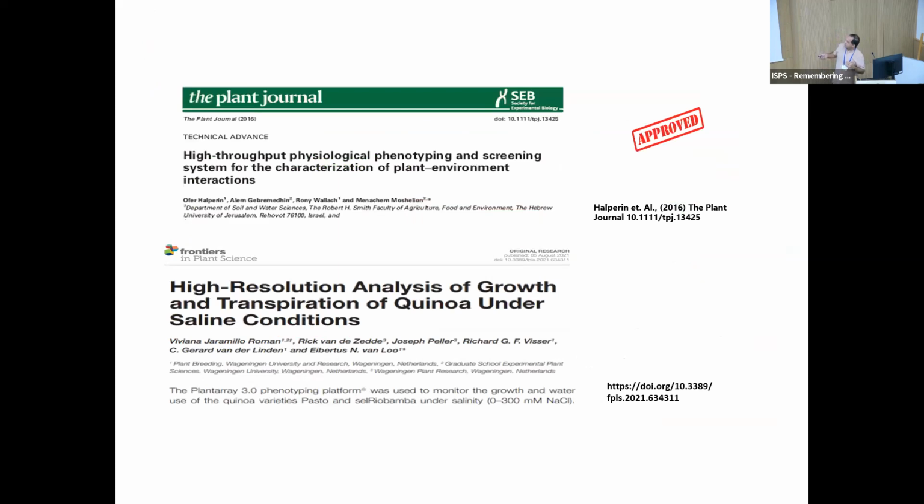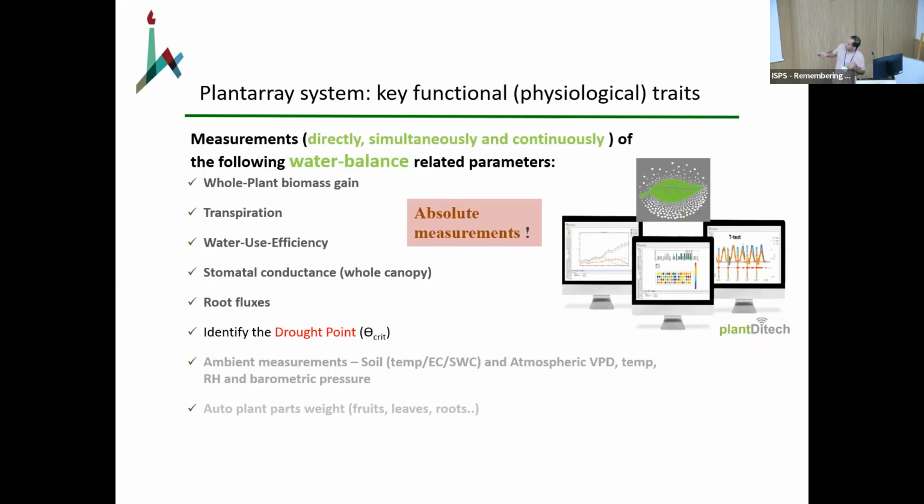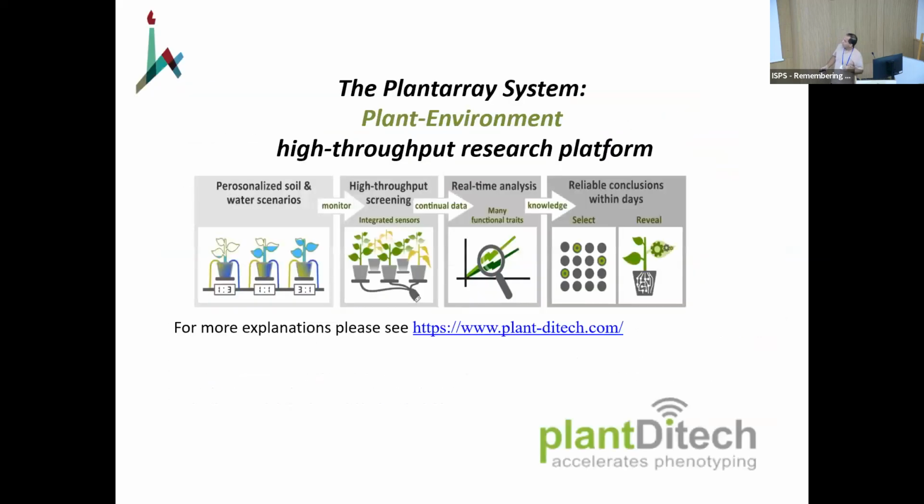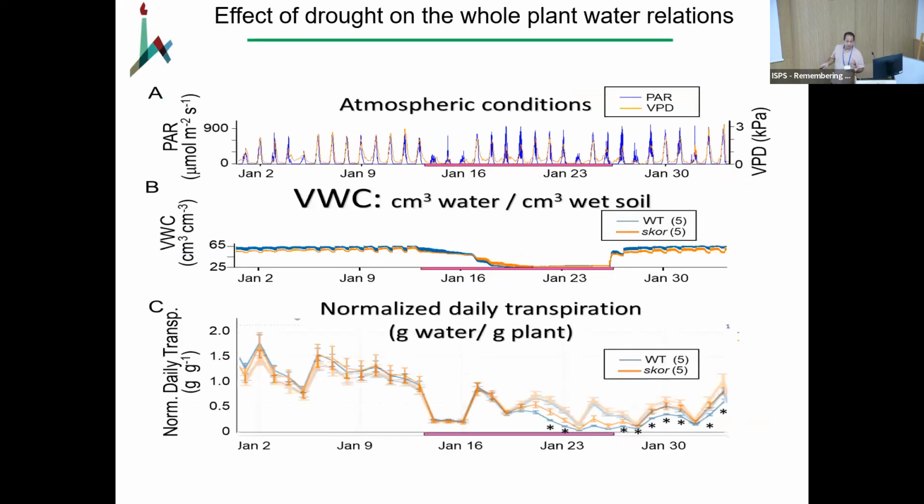This was published, so I'm not going to get into details, but all of this is measurement of the whole plant transpiration, water use efficiency, stomatal conductance. We measure stomatal conductance of the whole canopy. So we control the drought and we can measure it. And of course, we put the mutants versus the wild types. We expose them to drought.